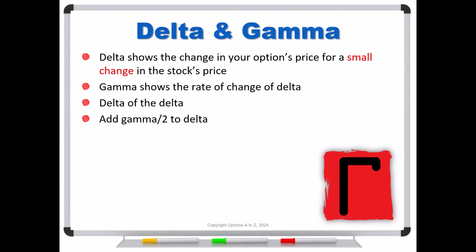Now, this approximation also works for larger stock price changes, not just for the next $1 move. You still can't go crazy with it, but if you did a $2 or $3, maybe even a $4 move in the stock's price, this is where you definitely want to start adding this term of gamma over 2.